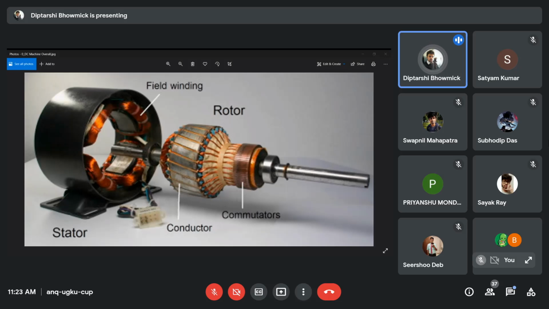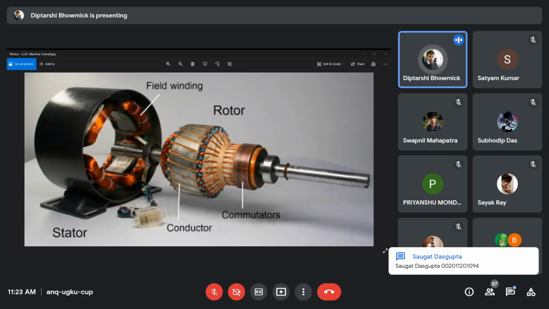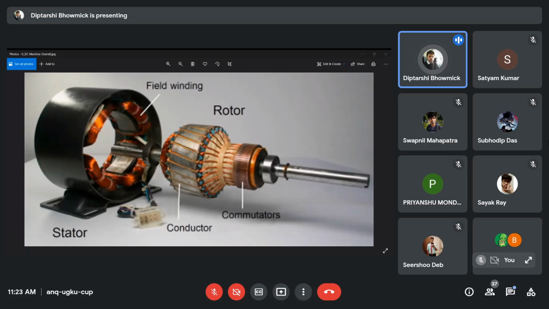And the rated speed, in our case, for the machine we have in our laboratory, is 1500 RPM. That means under rated voltage applied and rated load applied, the machine will run at the speed of 1500 RPM. Clear? So that is the rated speed.